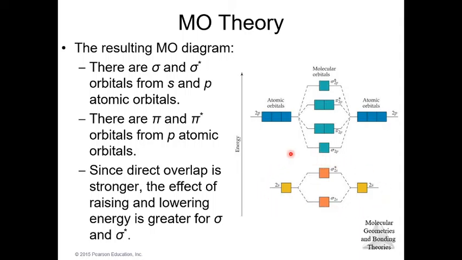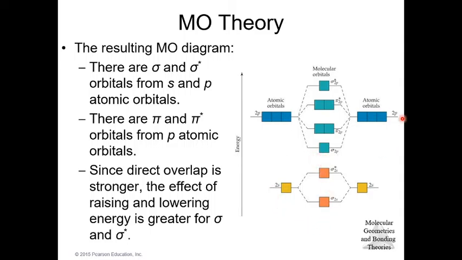They can only do head-on overlaps. I got sigma bonding and sigma star. You'll notice the sigma has a subscript of 2s, meaning these electrons came from 2s atomic orbitals. So here's my 2s electrons that will reside here.